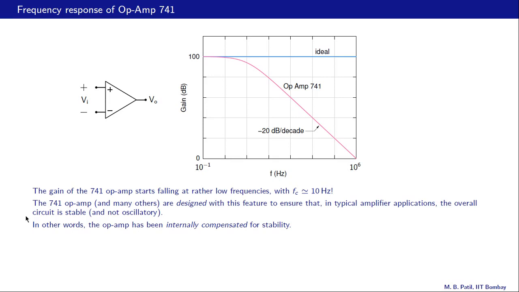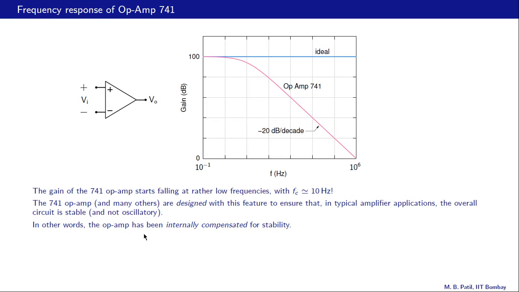And this may come as a surprise, but this fall off at 10 hertz is not accidental. The 741 op amp and many others in fact are designed with this feature, that is a fall off at a relatively low frequency like 10 hertz, and that is done to ensure that in typical amplifier applications the overall circuit is stable and not oscillatory. In other words, the op amp has been internally compensated for stability.